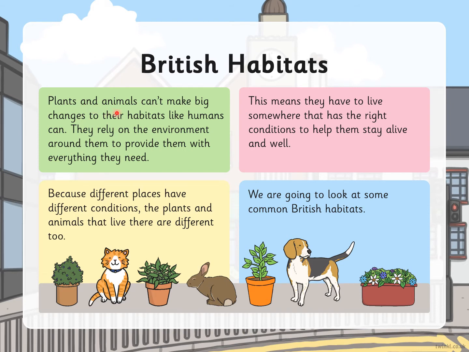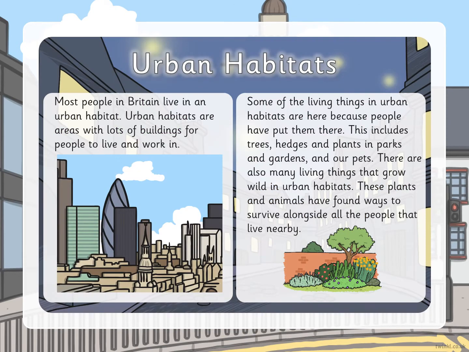Now, plants and animals can't make big changes to their habitats like humans can. They rely on the environment around them to provide them with everything that they need. Because different places have different conditions, the plants and animals that live there are different too. This means they have to live somewhere that has the right conditions to help them stay alive and well. We're going to look at some common British habitats.